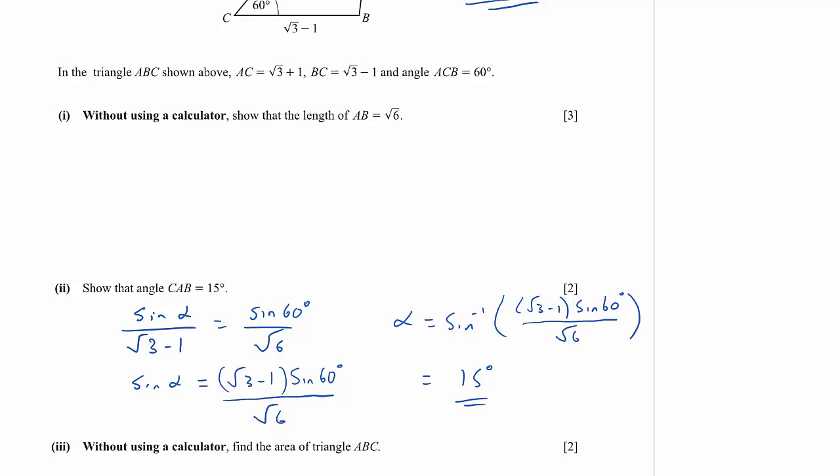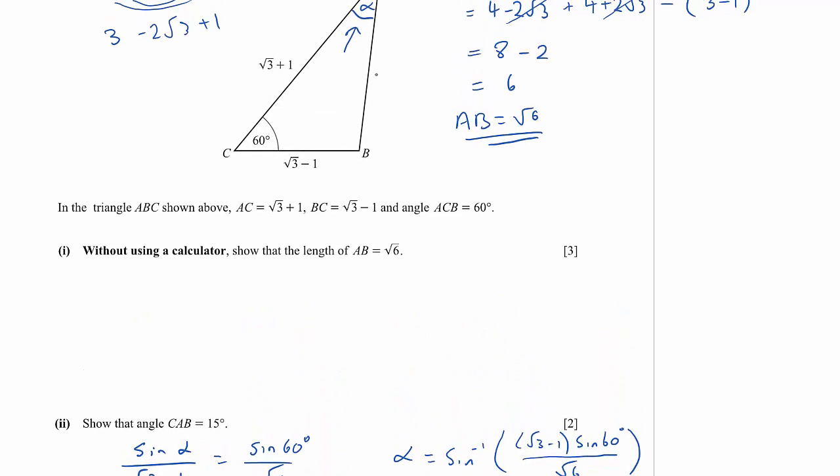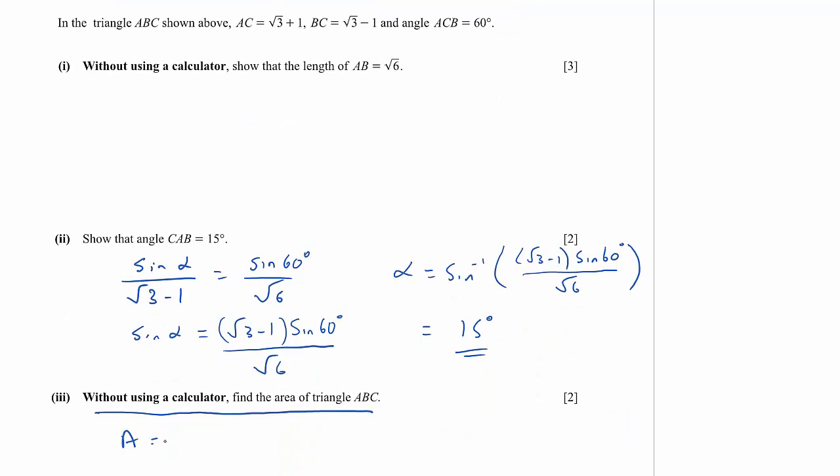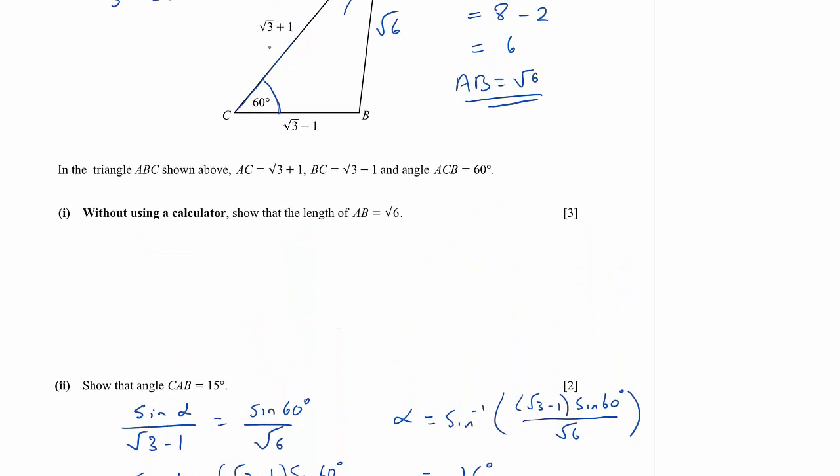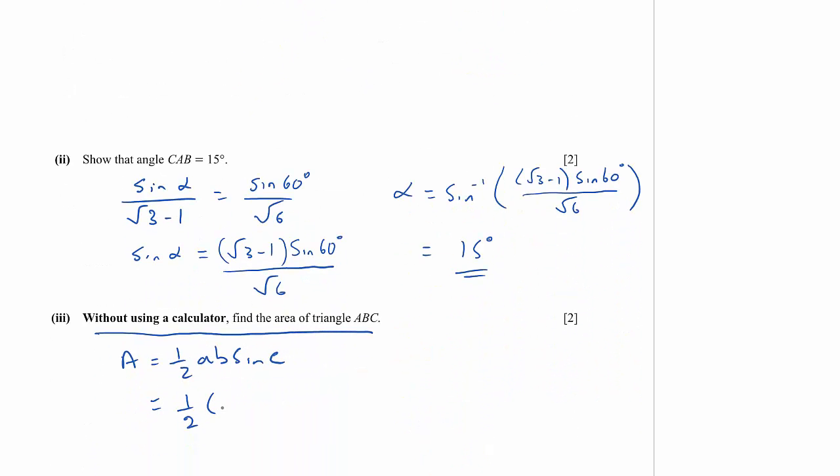So finally we've got, without using a calculator, find the area of the triangle ABC. So let's think about what we know. We know that this is root 6, but I think we'll go from here. Half AB sine C. So the area is going to be a half, and the two sides are root 3 plus 1 and root 3 minus 1, so it's going to be root 3 plus 1, root 3 minus 1, and then sine 60.